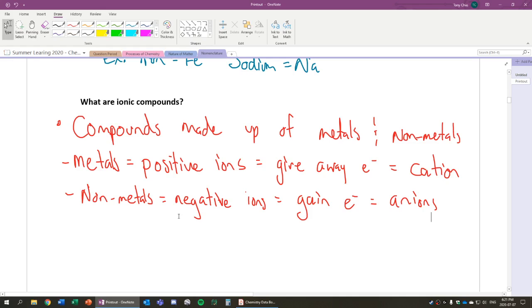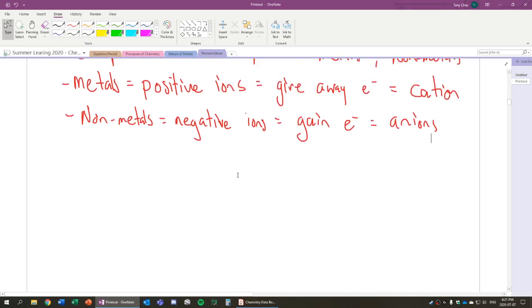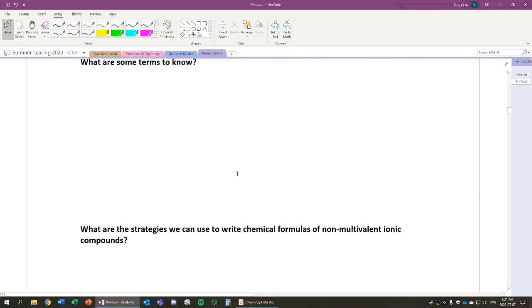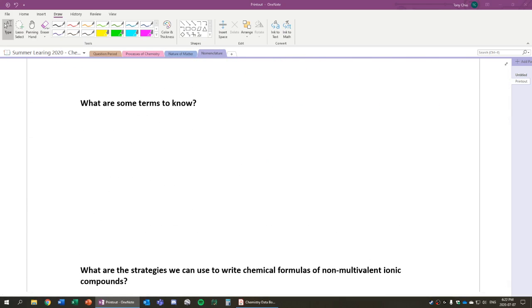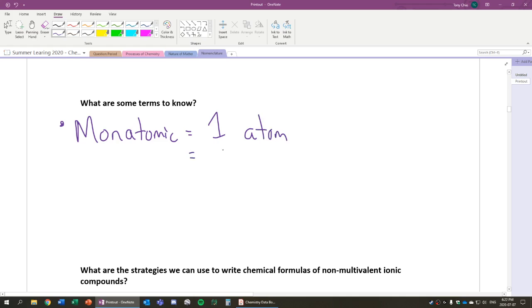All right, so here are some terms that are important for us to know whenever we come across them. The first term we should always know is monatomic. Monatomic comes from the word mono, which is one. It's one atom. So for example, iron could be one atom. Gold could be one atom.